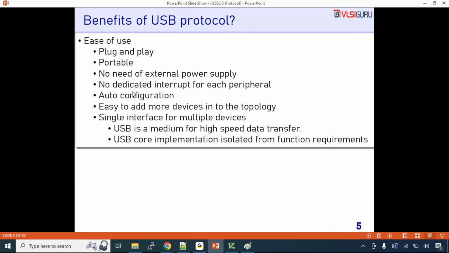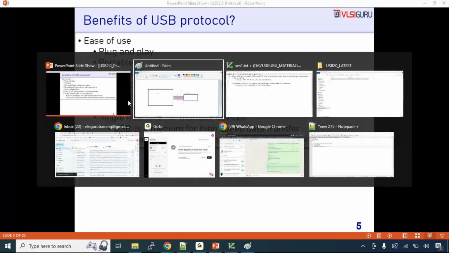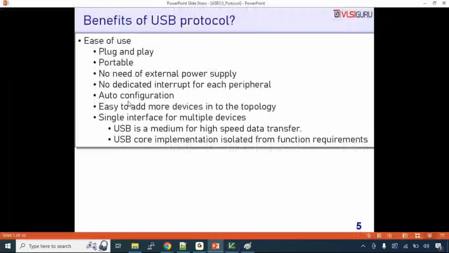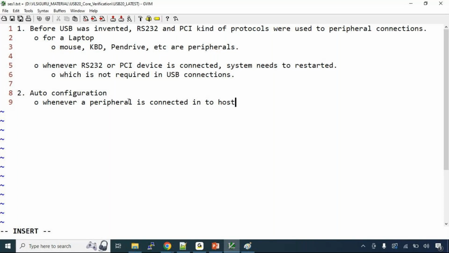Now, what is meant by auto configuration? Let's understand the concept. Whenever a peripheral is connected into a host, I won't use the term laptop, I'll use the term host, because the host can be a desktop, a mobile phone, or a laptop. So host is anything to which you connect your USB device. The host needs the peripheral drivers to identify the type of device and figure out how to work with the peripheral.